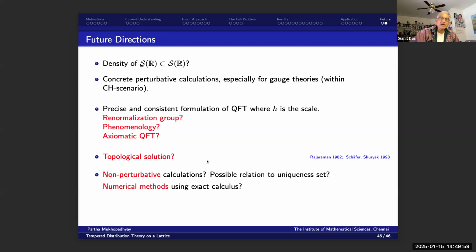So I have a question. I didn't understand everything you said, but one significant point seems to be that you have a way of having exact gauge invariance with a momentum space regulator. Is that right? Yeah.